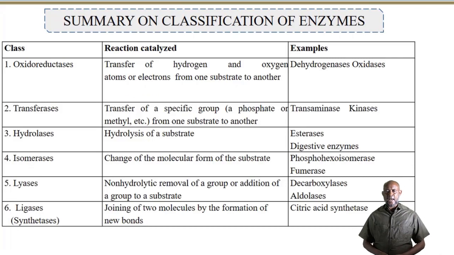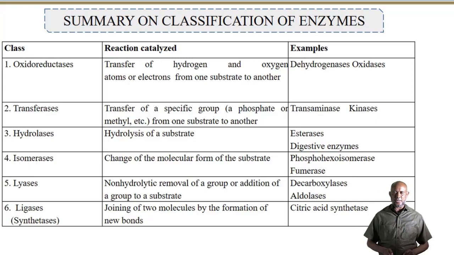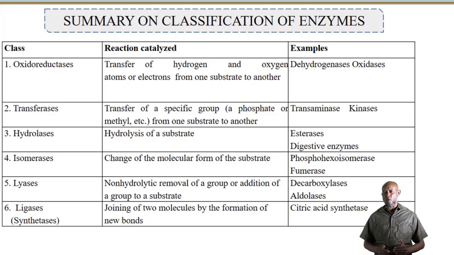Now, let us summarize the classification of enzymes. We said that the class in the first row is oxidoreductase, oxidation or reduction reaction, okay? The reaction catalyzes transfer of hydrogen and oxygen atoms or electrons from one substrate to another. The typical examples are dehydrogenase and oxidase. The second one is said to be transferase. This transfers a specific group, a phosphate or a methyl, from one substrate to another. Transaminase, kinase. Hydrolase hydrolyzes substrates: esterases and digestive enzymes.